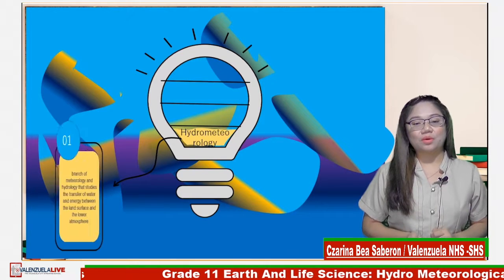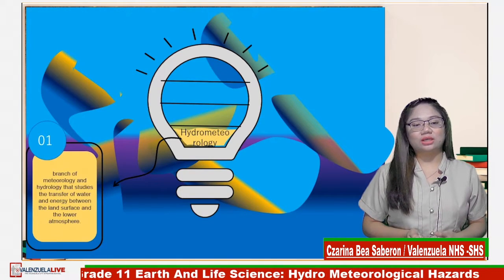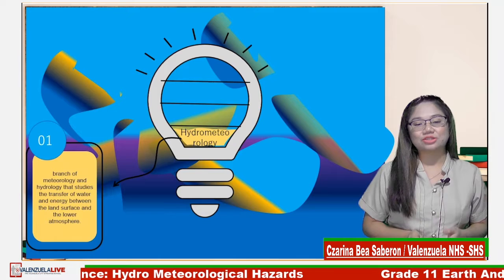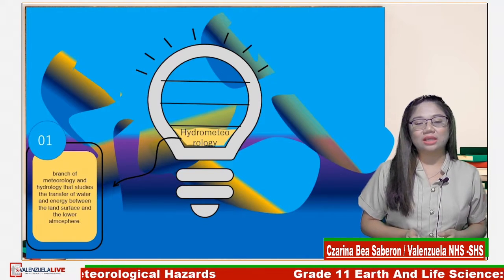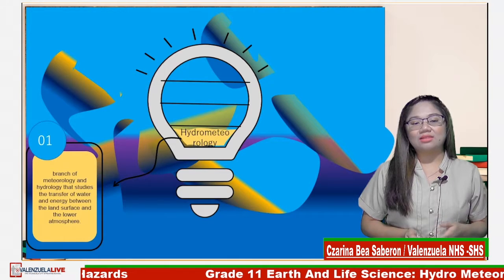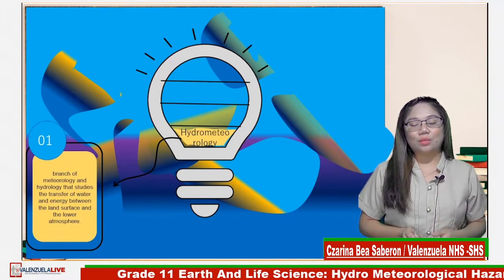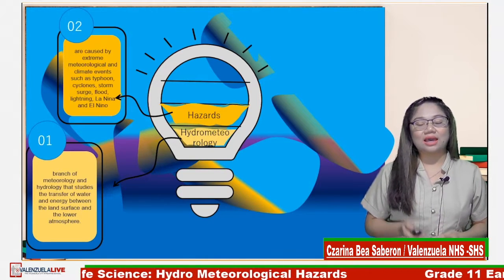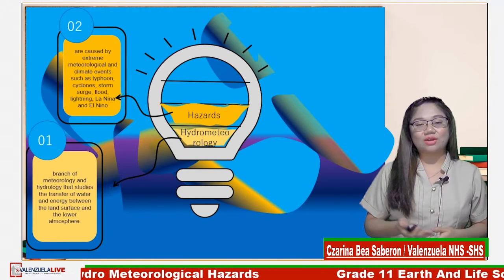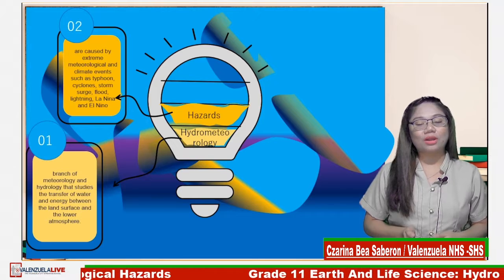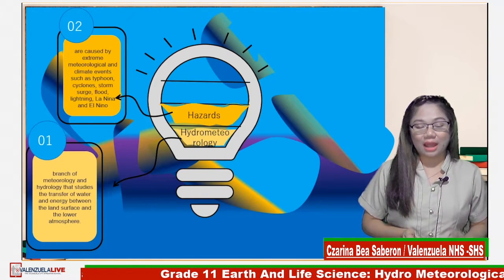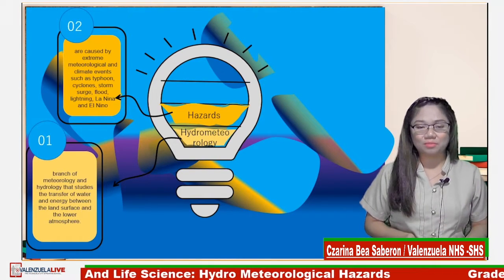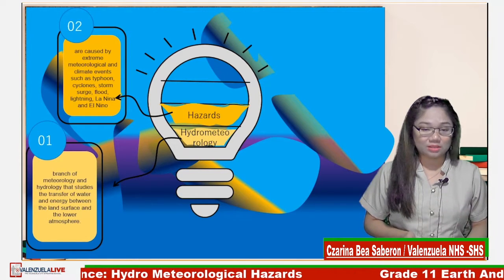So first and foremost, hydrometeorology, which is a branch of meteorology and hydrology which focuses on the transfer of water and energy between the land surface and the lower atmosphere. Next, we have the hazards. As you know, hazards are the phenomena and processes brought about by meteorological or hydrometeorological processes which could cause loss of life, environmental damages, economic disruption, etc.